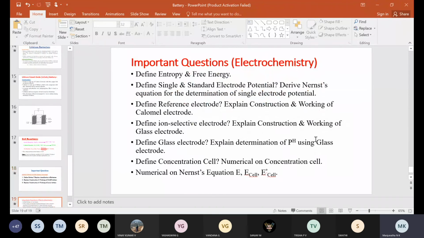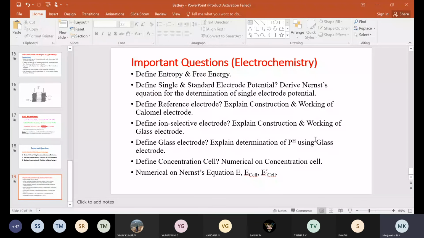Yes, sir. Then coming to some important questions in electrochemistry. So the first one is entropy and free energy definition, with reaction, you need to know. Second question is define single and standard electrode potential. Derive Nernst equation for the determination of single electrode potential. Here any one definition they will ask: either single electrode potential or standard electrode potential. Then you need to derive the Nernst equation. So that final equation you need to remember in your mind.